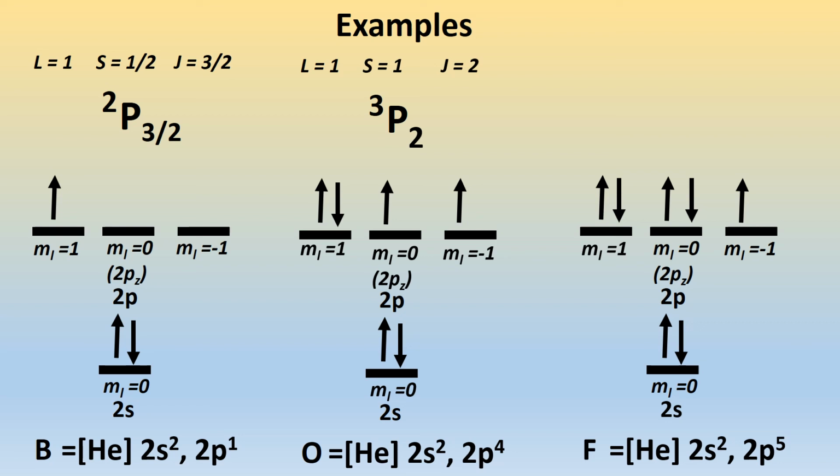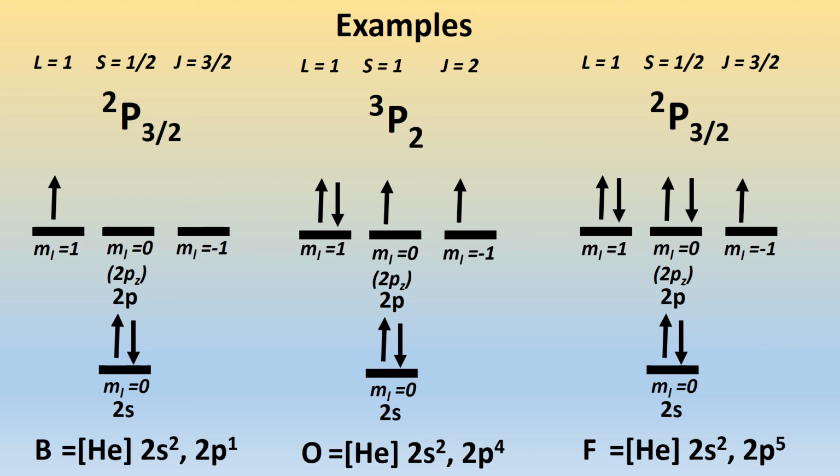Adding up the m sub L values of 0 plus 0, plus 1, plus 1, plus 0, minus 1, gives a total L of 1 as an absolute value, and again gives rise to a P state. Adding up the spins, plus 1/2, minus 1/2, plus 1/2, minus 1/2, plus 1/2, plus 1/2, gives a total spin value of 1, and a spin multiplicity and a degeneracy of 3. Finally, adding up L plus S gives a J value of 2, and a final term of 3P2.